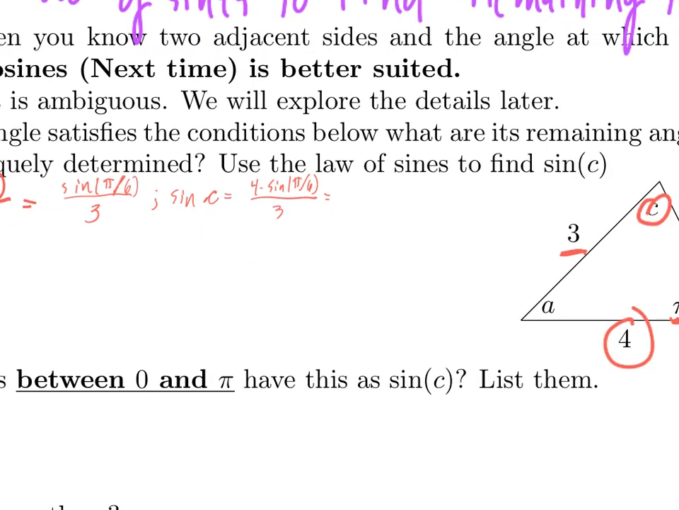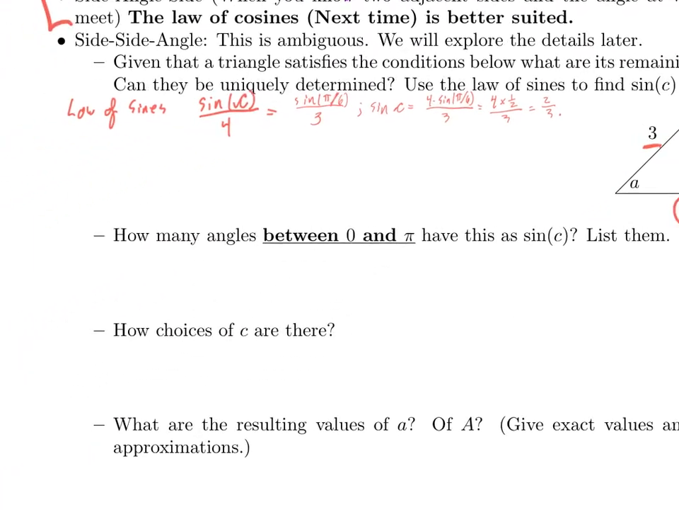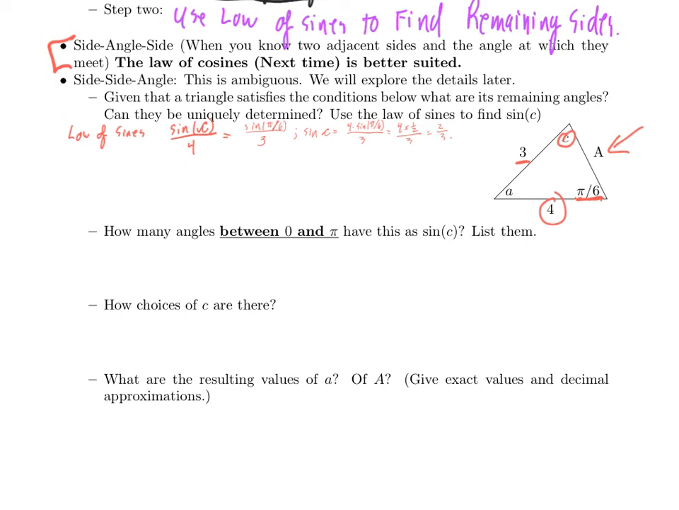Oh, but hey. What's the sine of pi over 6? That's an angle that you see on the unit circle. Sine of pi over 6 is 1/2. So that's 4 times 1/2 divided by 3. That's 2 over 3. Groovy. That's progress. I know what sine of c is. So now ask yourself, I want to know what c is. That's what sine of c is. Sine of c is 2 pi over 3? Nope, just 2 over 3.